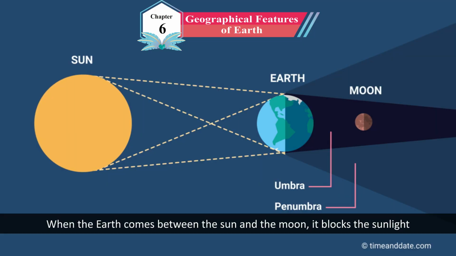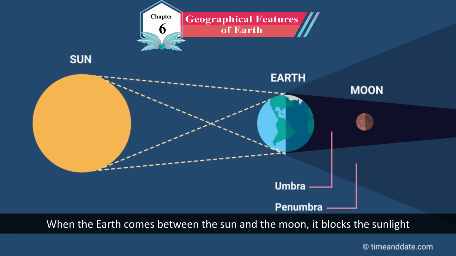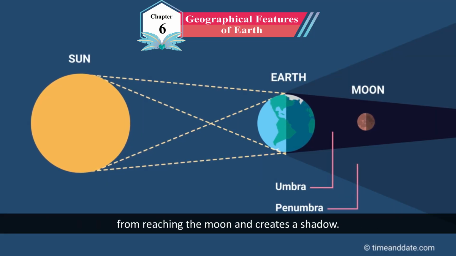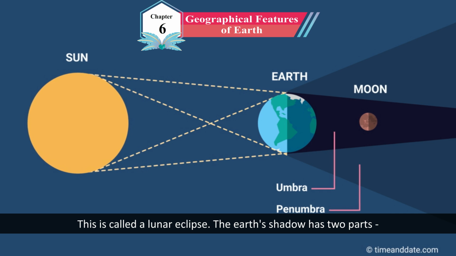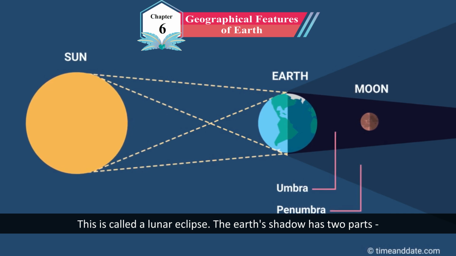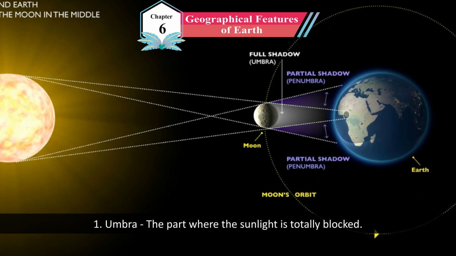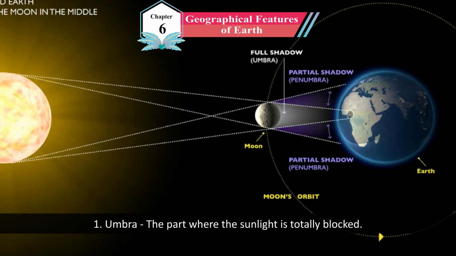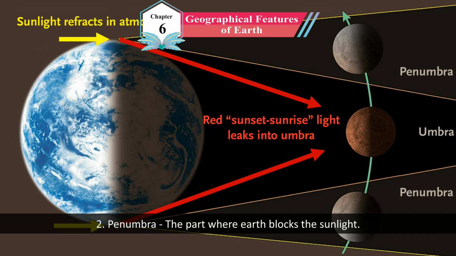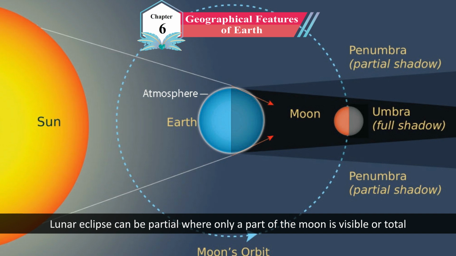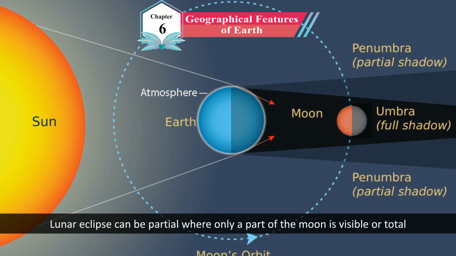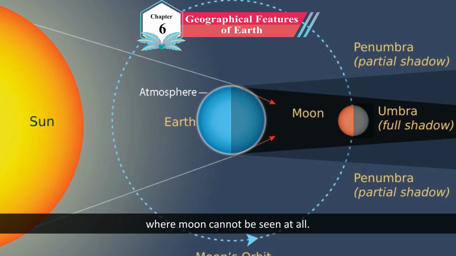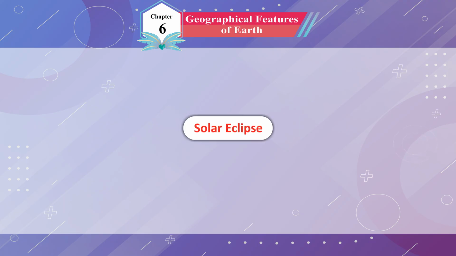Lunar eclipse. When the earth comes between the sun and the moon, it blocks the sunlight from reaching the moon and creates a shadow. This is called a lunar eclipse. The earth's shadow has two parts. 1. Umbra, the part where the sunlight is totally blocked. 2. Penumbra, the part where earth partially blocks the sunlight. Lunar eclipse can be partial, where only a part of the moon is visible, or total, where moon cannot be seen at all.